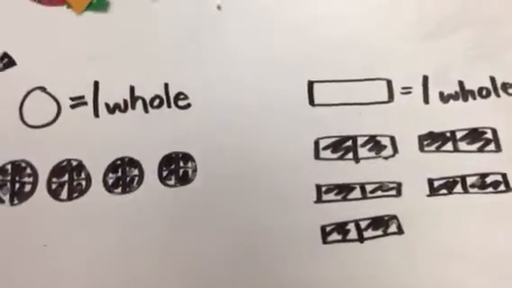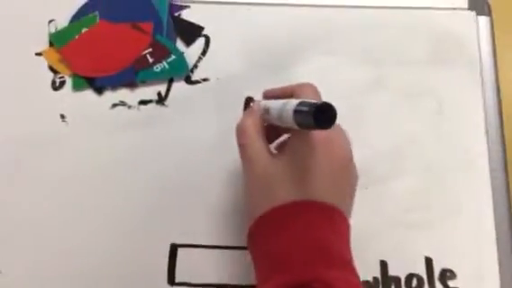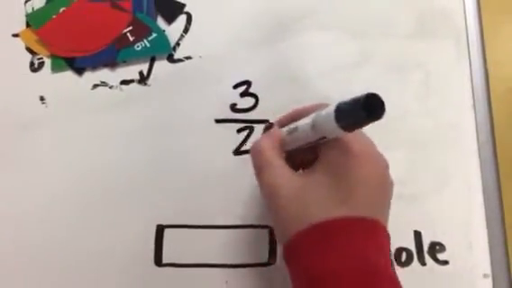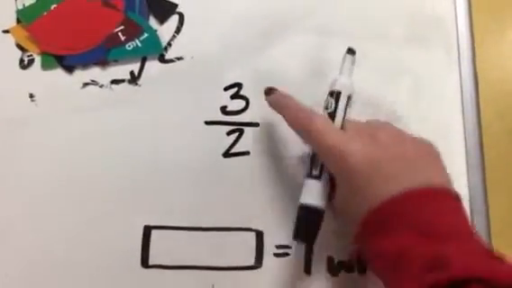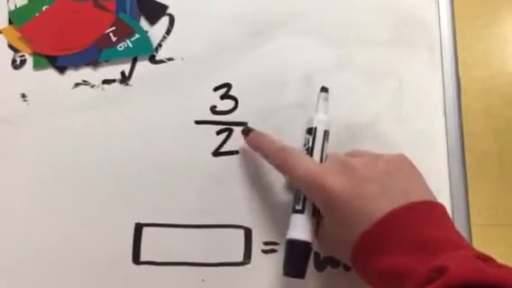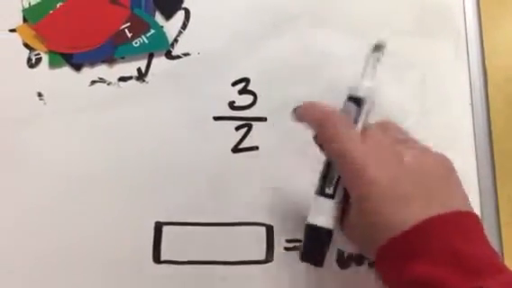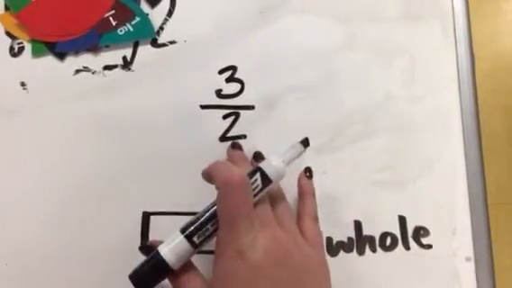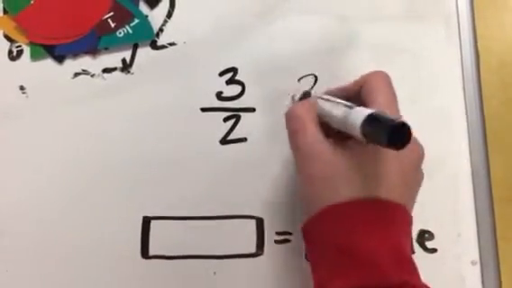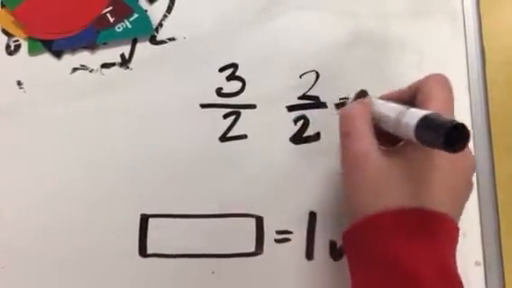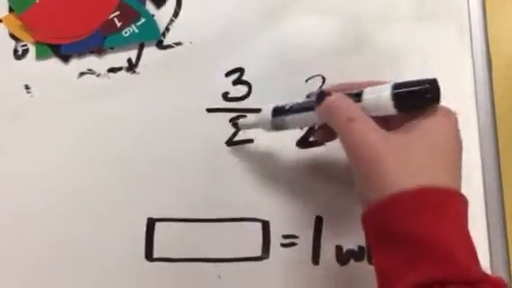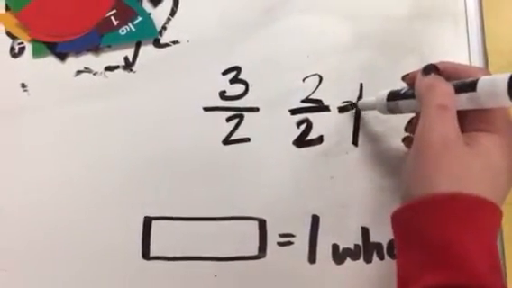An improper fraction is just a fraction that has a larger numerator than the denominator. This is improper because the numerator is larger than the denominator. Now we know improper fractions are greater than 1 because 2 halves is equal to 1. So if we have 3 halves, then we have a number greater than 1.